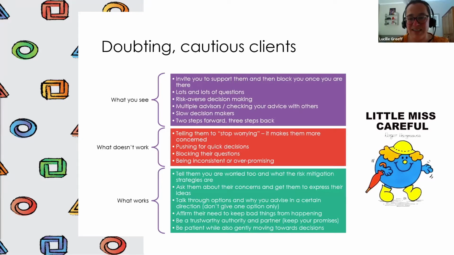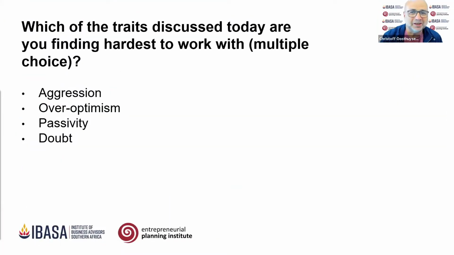Which of the traits do you find hard to work with, that trigger you, or that make you feel less competent in some kind of way? Yeah, that's where we're heading now, Lucille. So same story there as just now. The poll window opens, and on your phone you can swipe to that, and then you can vote which of those are the ones that you encounter most, and that's the hardest to work with, perhaps. Aggression, over optimism, passivity, or doubt.